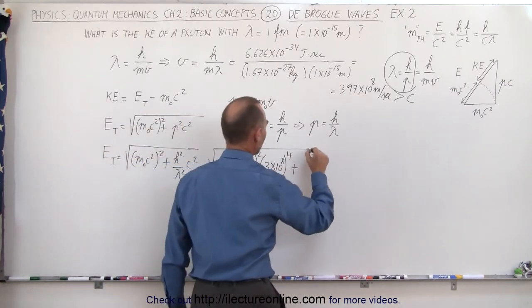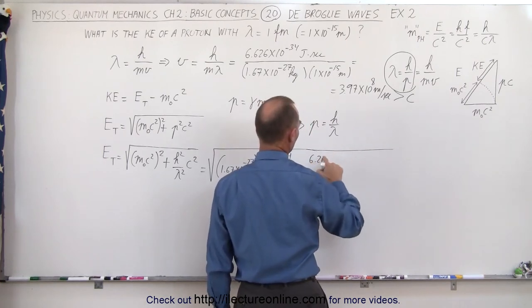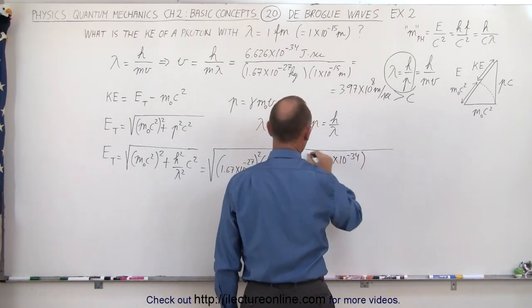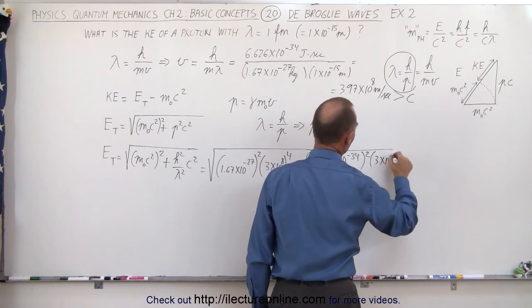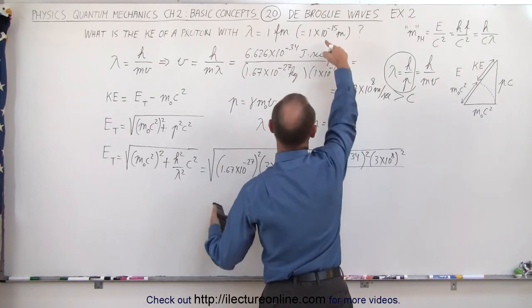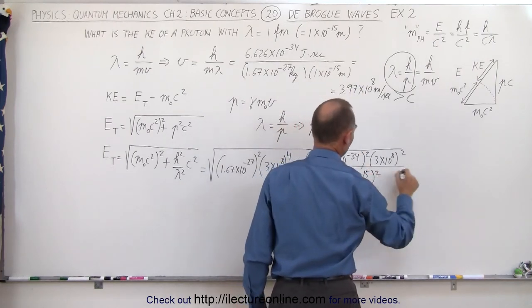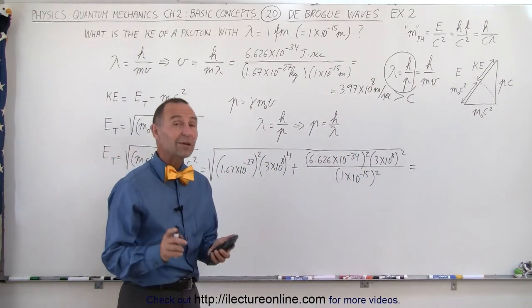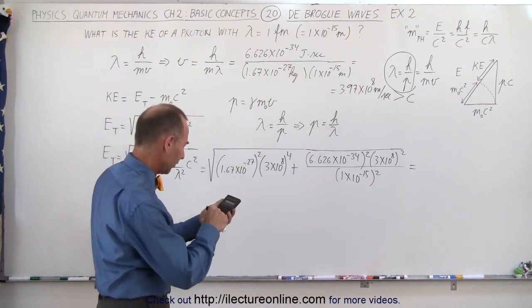And then we have to add to that Planck's constant squared, 6.626 × 10⁻³⁴, we have to square that. We have the speed of light squared, 3 × 10⁸, quantity squared, and we divide that by the wavelength squared, which we know to be 1 × 10⁻¹⁵, quantity squared. So that'll give us a total energy. Good thing we have a calculator to work this one out. All right, let's go ahead.